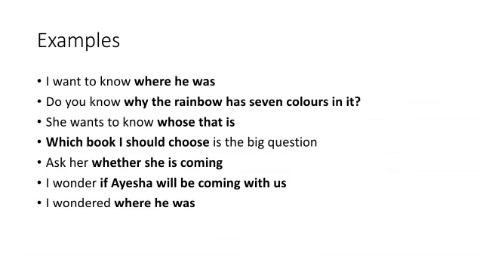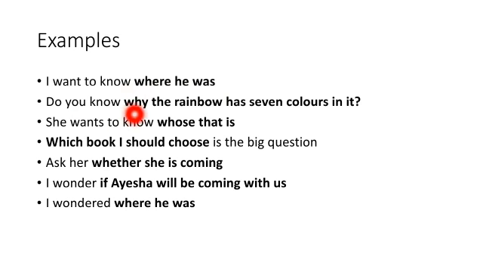Now let's see examples of how it starts with these conjunctions. I want to know where he was. Where here is a conjunction and he is a pronoun. So this is a noun clause and it started with the conjunction where.